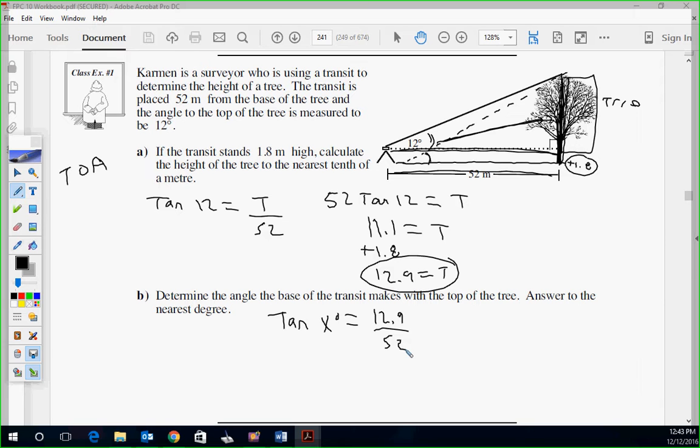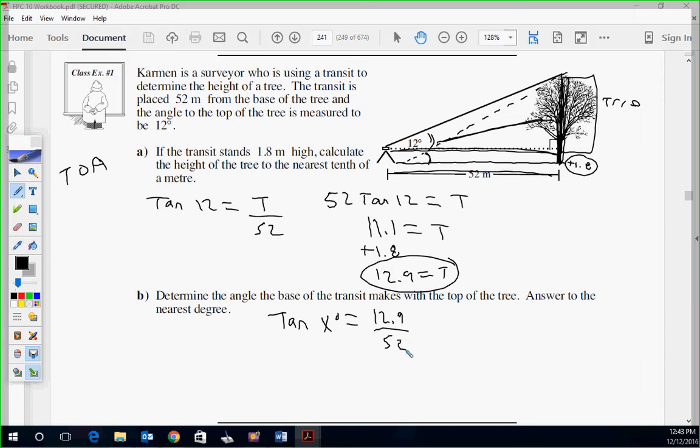Yeah, the tree is 12.9 to the distance is 52. That's a pretty big gap. My opposite side, this tree, is really small in terms of the triangle. The distance between the tree and the transit is really big because we know the hypotenuse will be even bigger, because this is 90. So my point is just understand that this is a really small angle, because it makes the really small side in comparison to the others. 12.9 to 52, that's a really small angle.